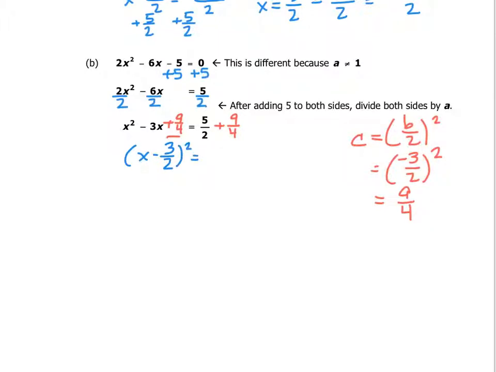Now on the right-hand side, I need to get a common denominator. So my 5/2, I'm going to multiply the top and the bottom by 2, and that will give me over here 10/4. So I'm going to cancel this out here and write it over here. So 9 plus 10 is 19/4. My next step, take the square root of both sides.